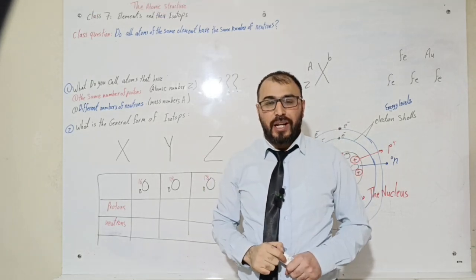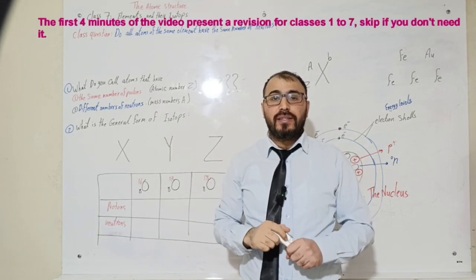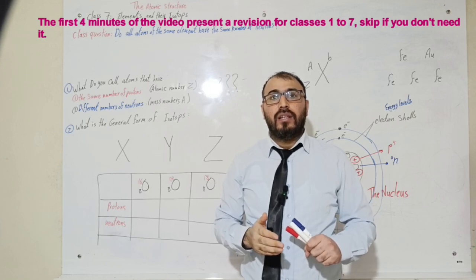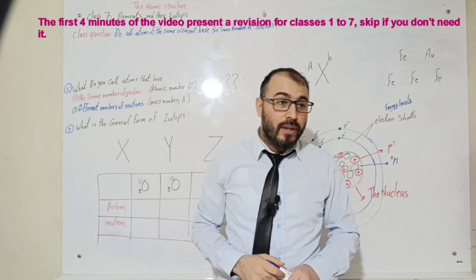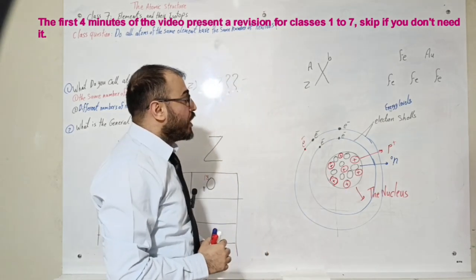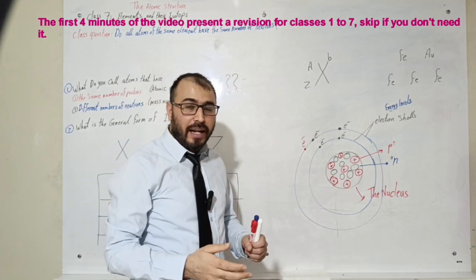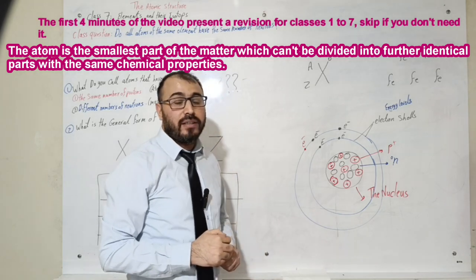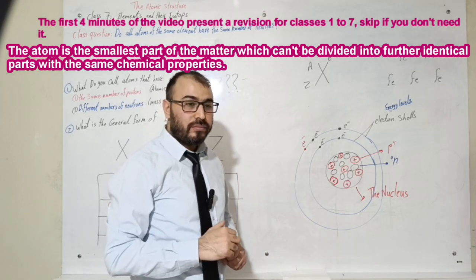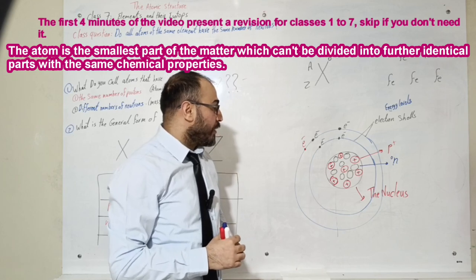Well, allow me, before I answer this question, to revise the information we have taken in the previous 6 videos. We started with the atomic structure. We defined the atom as the smallest part of a chemical matter that cannot be divided into two identical parts.